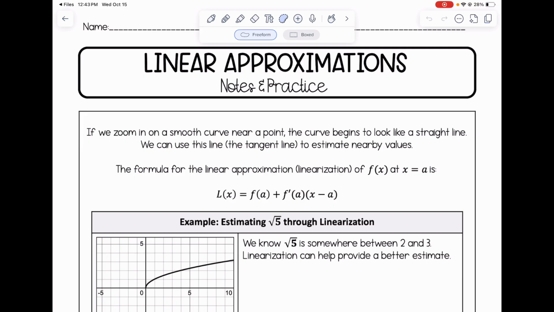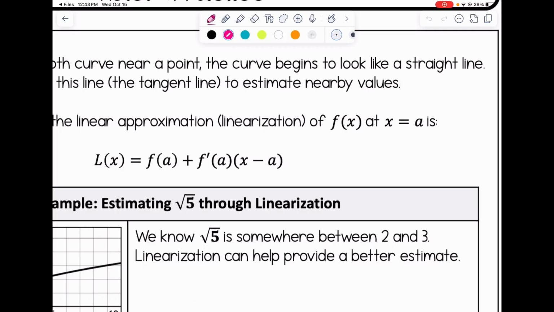The formula for the linear approximation or linearization of f(x) at x = a is L(x) = f(a) + f'(a)(x − a). This is a variation of point slope form. As we know, point slope form looks like this: y − y1 = m(x − x1). And if I just solve this for y and move this over, you can see that we're basically just mirroring that format over here.